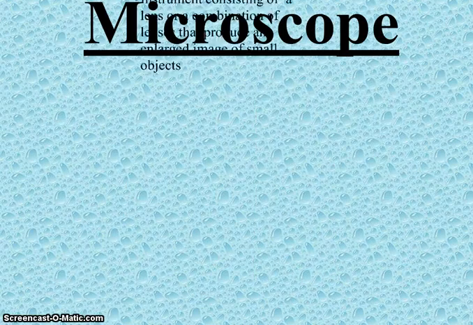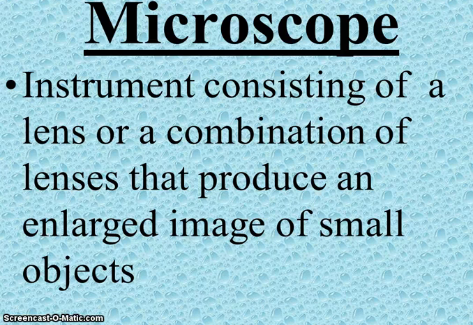So a microscope is an instrument consisting of a lens or a combination of lenses, and that's what we have, a combination of lenses, that's going to produce an enlarged image of a small object. We have two types of microscopes that we will use in class. We have a compound light microscope and we have a stereo microscope, or it's called a dissecting scope. We will also learn about two additional microscopes. We have a transmission electron microscope and a scanning electron microscope.